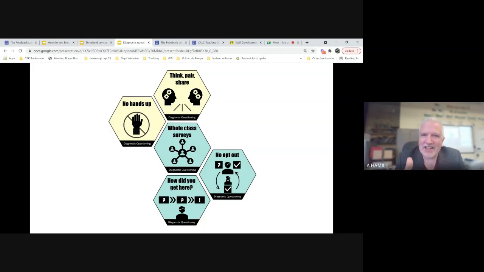How did you get there? Explain your thinking. Have you got the right answer for the wrong reason? I need to know that. And it's combining these things together. And it's this suite of tools and these methods that we can use in the classroom. But all of it comes down to that most fundamental thing of why are we doing this? Because we need to know what they know.